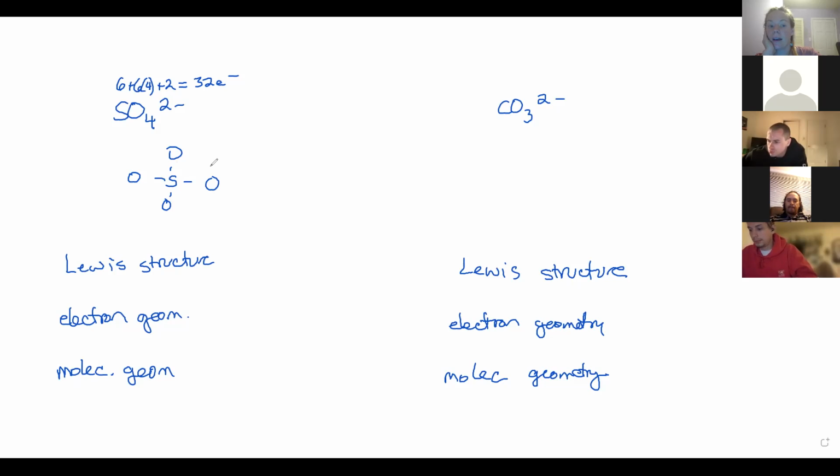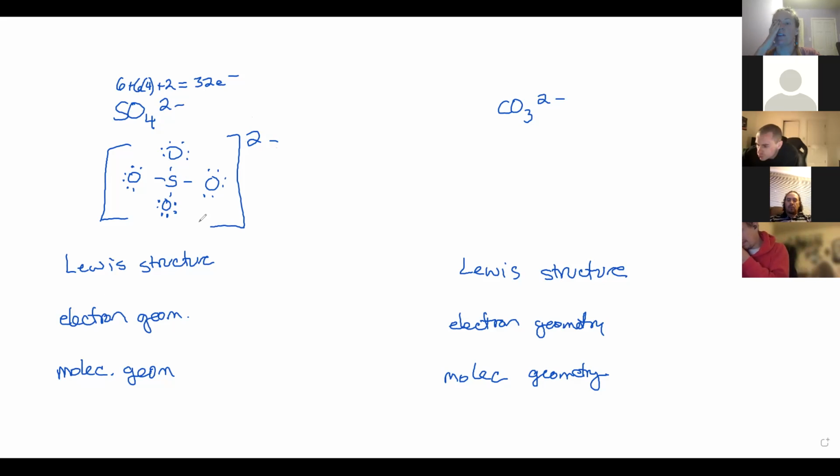Then we want to make the outer guys happy. So oxygen here only has access to 2. I need 8. So let's give them 6 more. Same thing with this oxygen. He's going to want 6 more to get the 8. Same thing here. And same thing here. Okay. Finish it off by making sure everybody's happy. The oxygens are happy. The sulfur is happy with 8 as well. So give it a 2- charge.